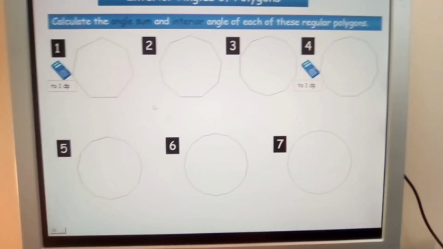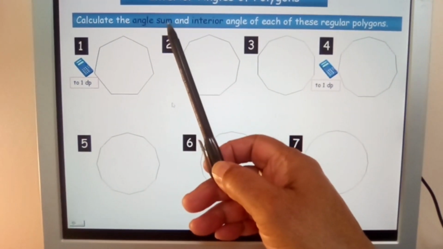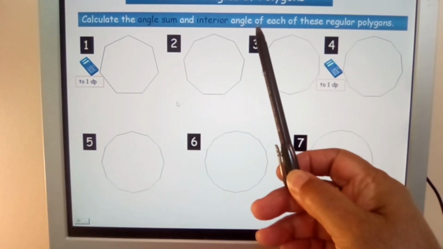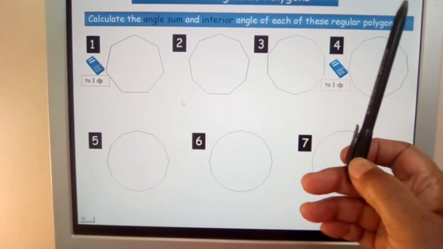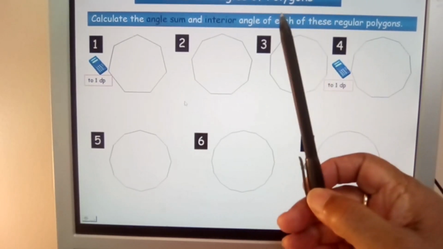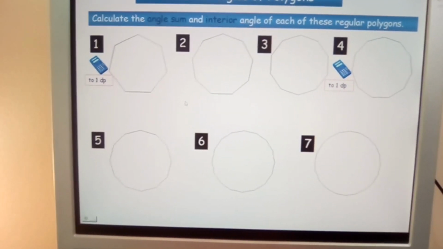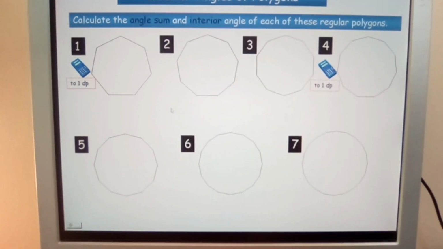So here we're looking at interior angles of polygons. Calculate the angle sum and interior angles of each of these regular polygons. Well, let's see what it does.